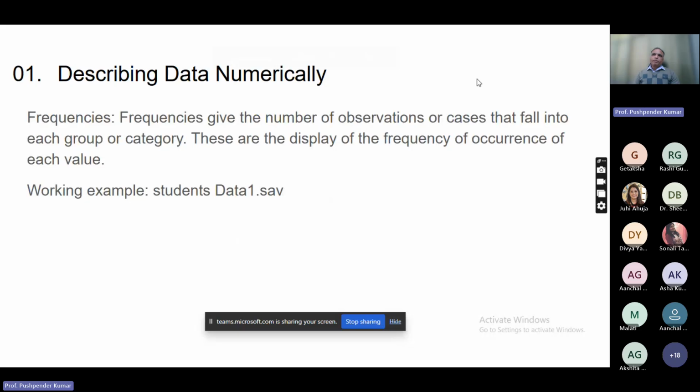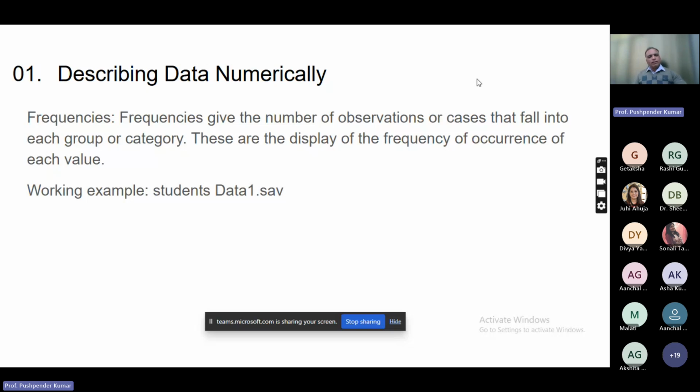So first, when we talk about data, we need to describe data. The first step in research analysis is describing your numerical data. Now, as we discussed yesterday, beside the numerical value, beside the continuous variable, we have categorical variable also, right? For that, we use frequency. Frequency gives the number of observations or cases that fall into each group or category, right? So this is basically occurrence, for example, male and female. But before that, let me show you my data.